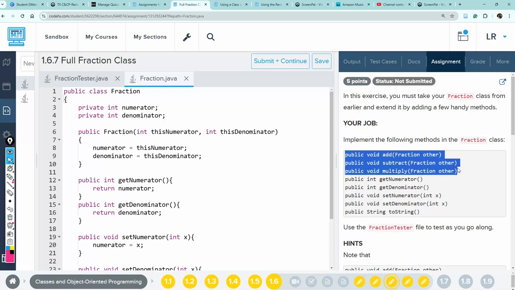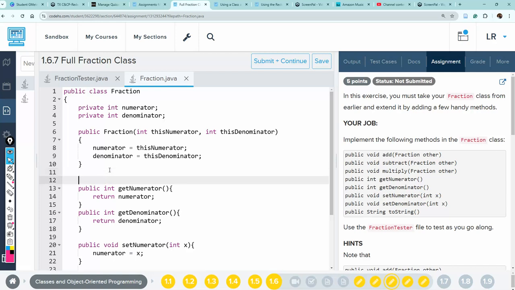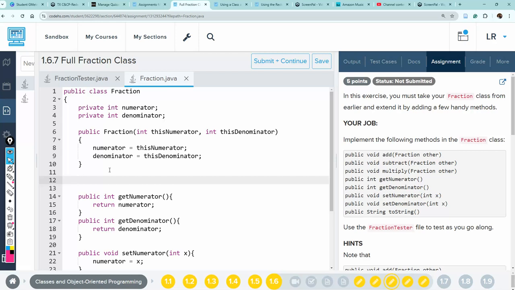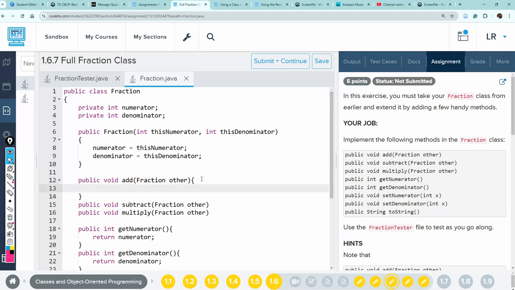Okay, so let's copy that and get that over here, right below the constructor. Let's put them right there. Alright, let's get our curlies in and let's get those started.